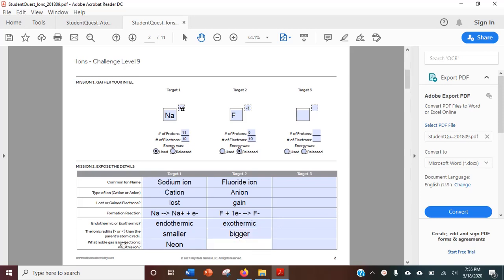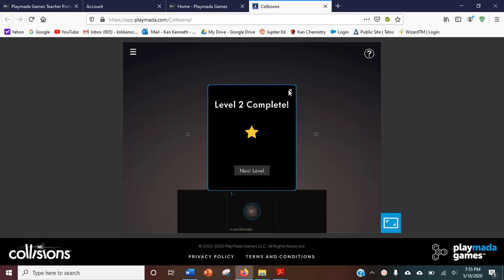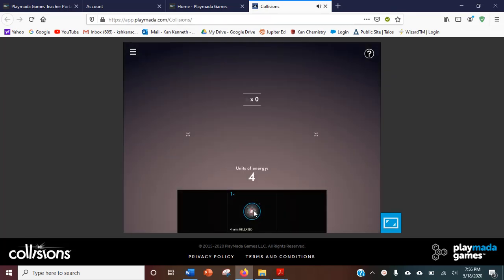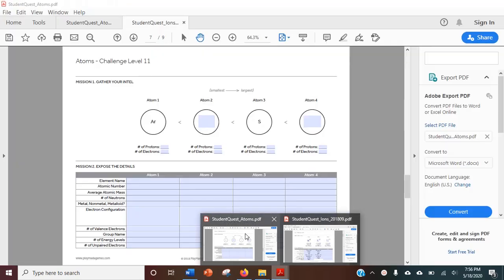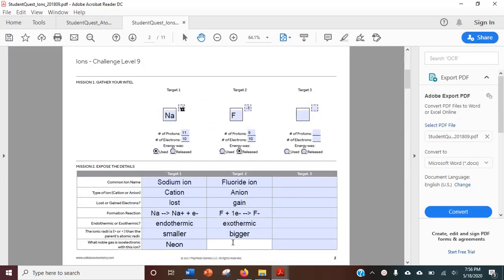Now, which noble gas is isoelectronic with this ion? If we look at fluorine, it is 2-8. So the one with the same configuration will be neon. And that's basically it. Now you move on to the next level and you finish the rest. And that's basically the entire lab.